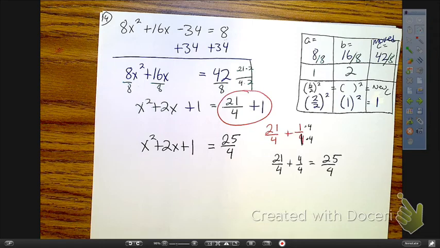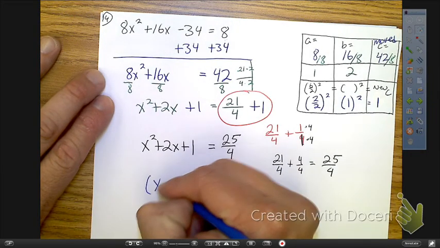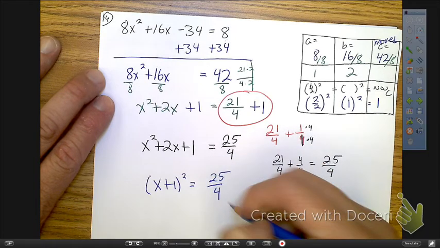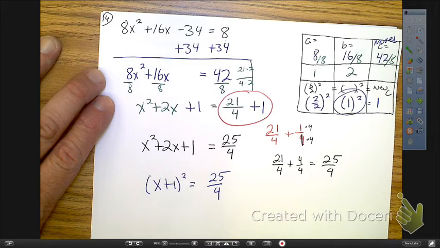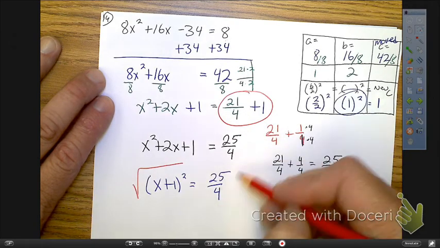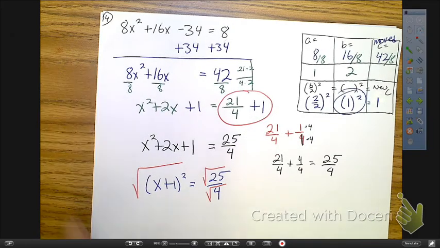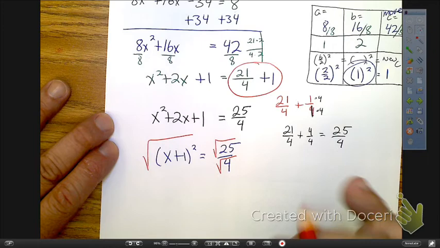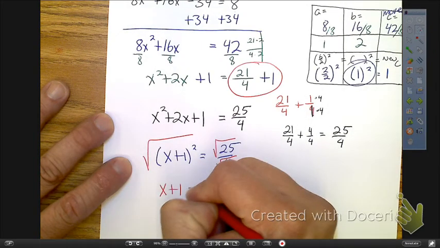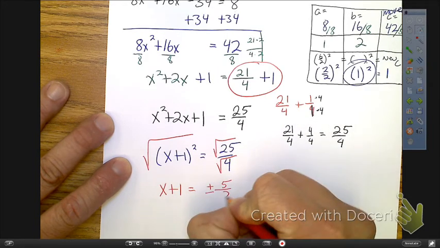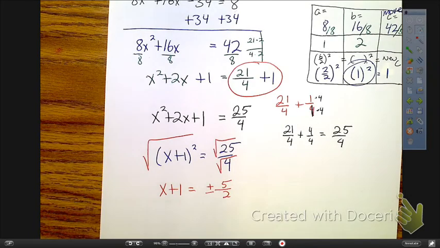Now that I got to here, we are able to use our factoring or our shortcut step. X plus 1 quantity squared equals 25 over 4. Square rooting both sides. Well, the right side is a fraction, so we need to square root the top and bottom, numerator and denominator, separately. X plus 1 equals plus minus 5 over 2. Square root of 25 is 5. Square root of 4 is 2.